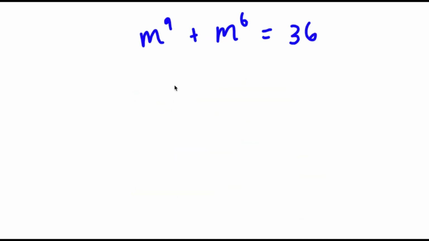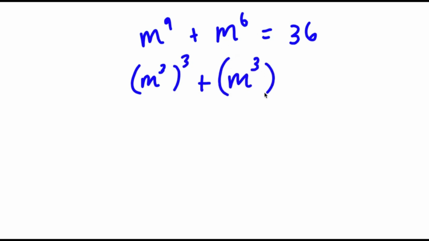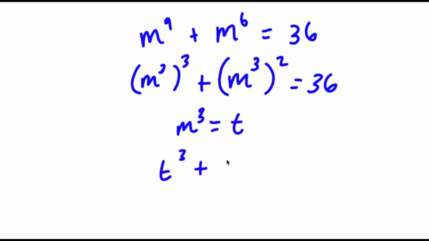Alright, so in this problem, I have m to the power of 9 plus m to the power of 6 is equal to 36. So I'm going to first rewrite m to the power of 9 as m to the power of 3 to the power of 3, and rewrite m to the power of 6 as m to the power of 3 to the power of 2, and this is equal to 36. Now I'm going to let m to the power of 3 equal to the variable t. So now I have t to the power of 3 plus t squared is equal to 36.